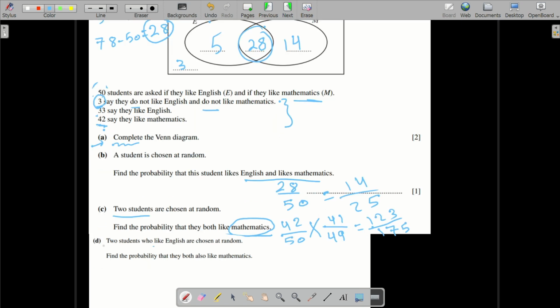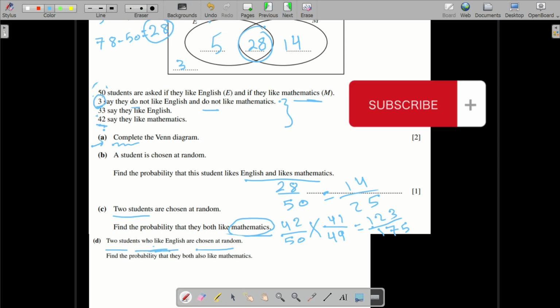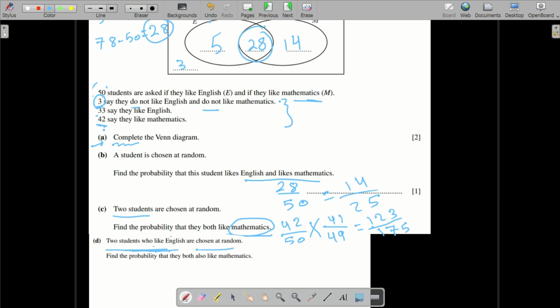Both are correct. Now let's take a look at question D. 2 students who like English are chosen at random. Now pay attention to that. Here he is not talking about the whole group. He's talking only about students who like English, which means my total number is not going to be 50 anymore. No, my total number is going to be 33. So I'm standing in front of a group of 33 students who like English. Okay, find the probability that both like mathematics. So I'm going to choose 2 students who like mathematics. How many out of these 33 like mathematics?